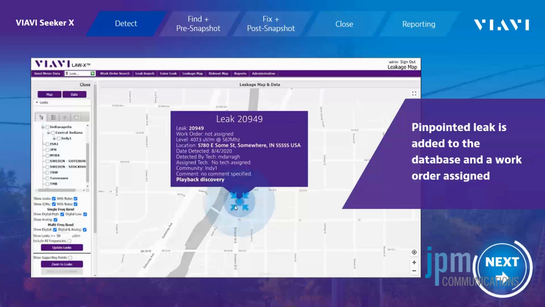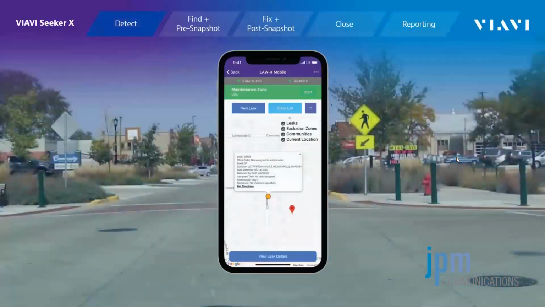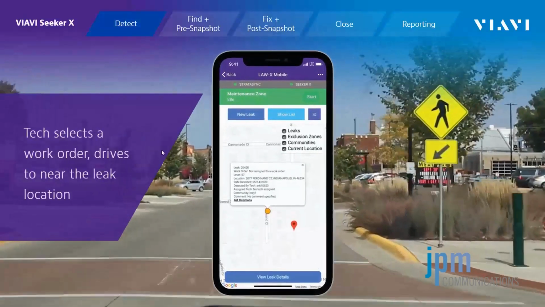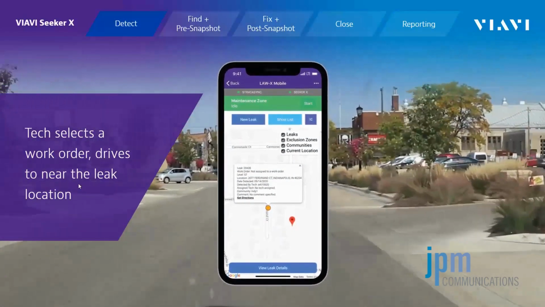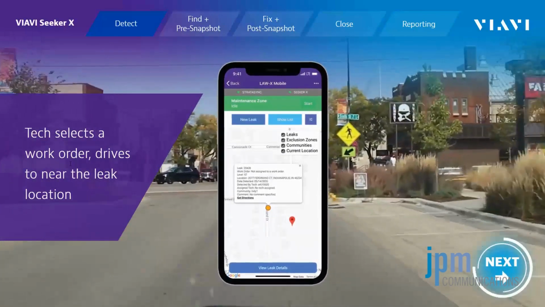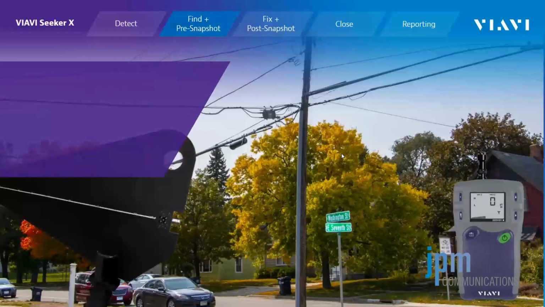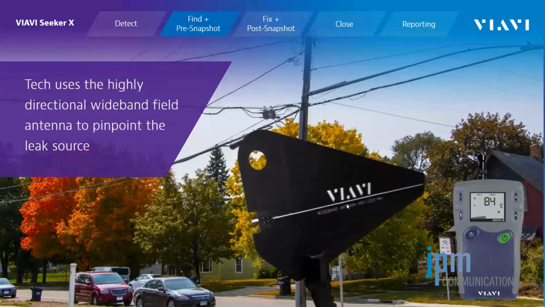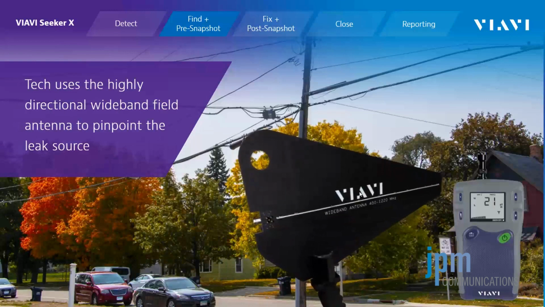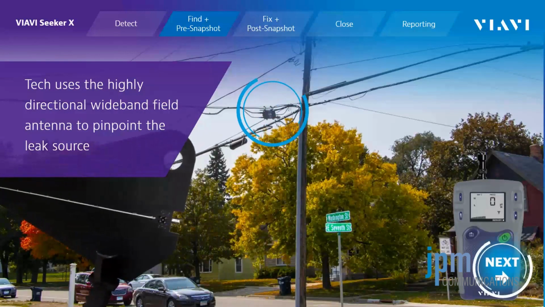So at this point, you have a leak, you have a work order that has been assigned by the Law X server. So then the technician will pick up that work order, and they will drive, pick up meaning virtually on their mobile device or whatever, and they will drive to a location near where the leak is. So at this point, they'll get out of their truck, and this is another place where VIAVI really shines with our antenna set. We have highly directional wideband antennas.